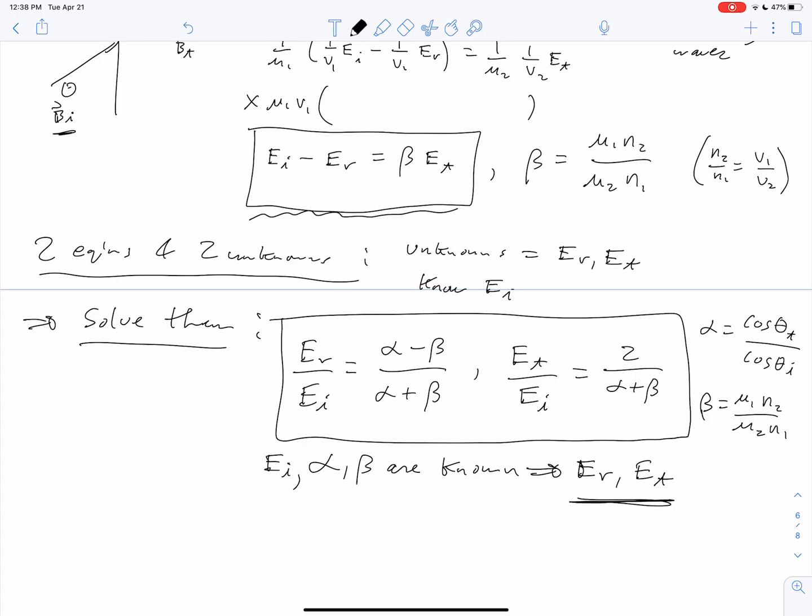And so that, I think, is where I'll stop, and we'll do examples of this next time and see some more consequences of this. But this is a good place to stop. Bye-bye.